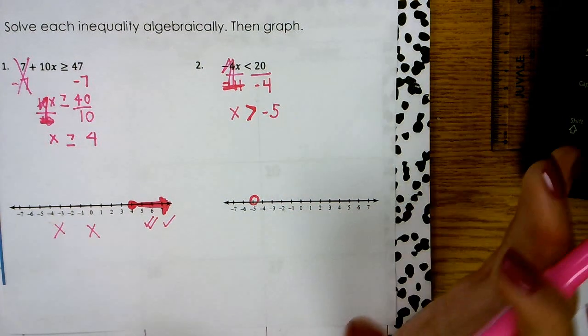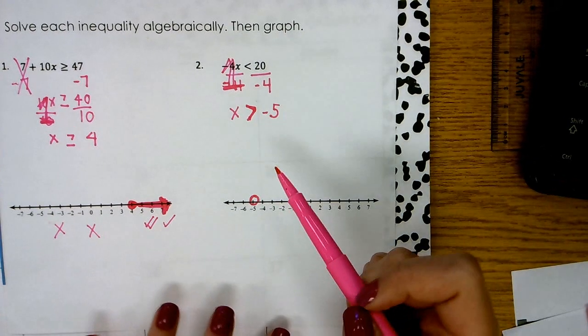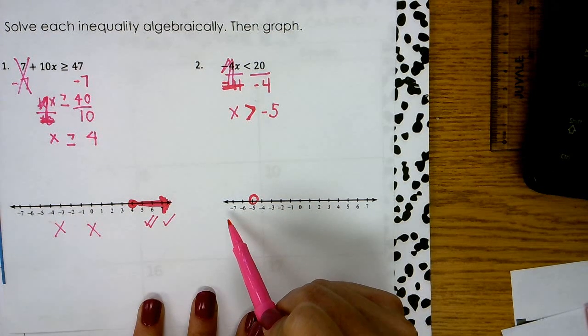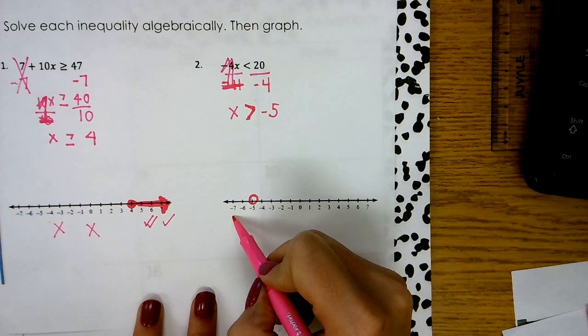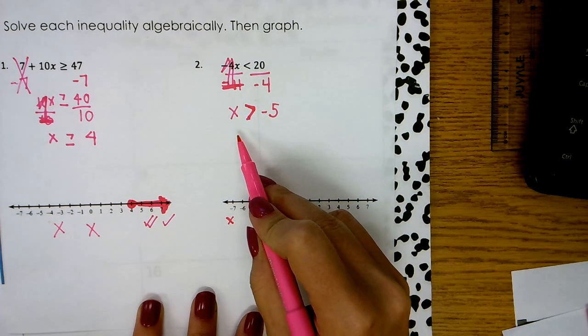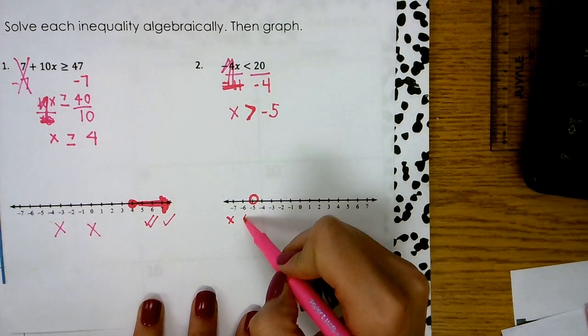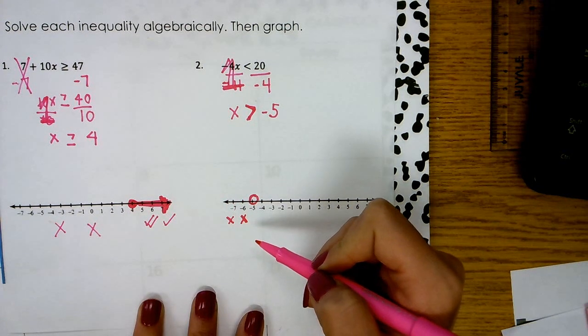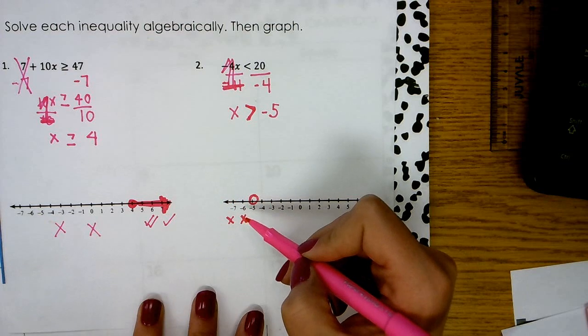Now we need to figure out which direction we have to shade. So let's test some numbers to the left of negative 5. Is negative 7 bigger than negative 5? No. Is negative 6 bigger than negative 5? No. So it looks like the numbers to the left don't make our inequality true. So we're probably not going to shade that way.